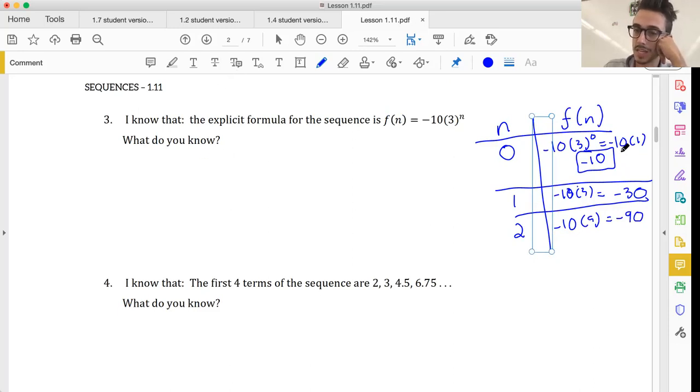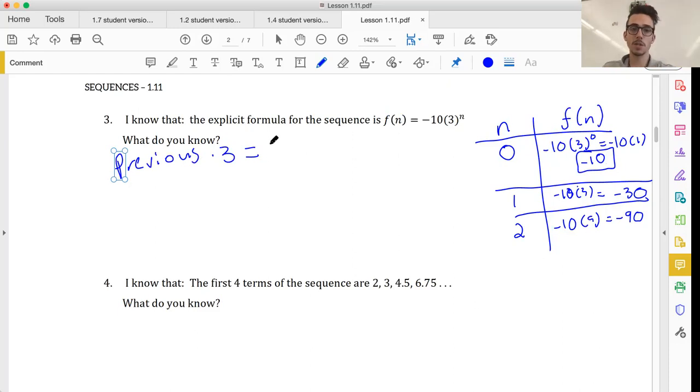So hopefully you're seeing that we're taking the previous term, multiplying it by 3. So notice the jump from -10 to -30, you have to multiply by 3, or also -30 to -90, multiply by 3. And that gets us our current. So that's in words. We could say an explicit equation where f of 0 equals -10.